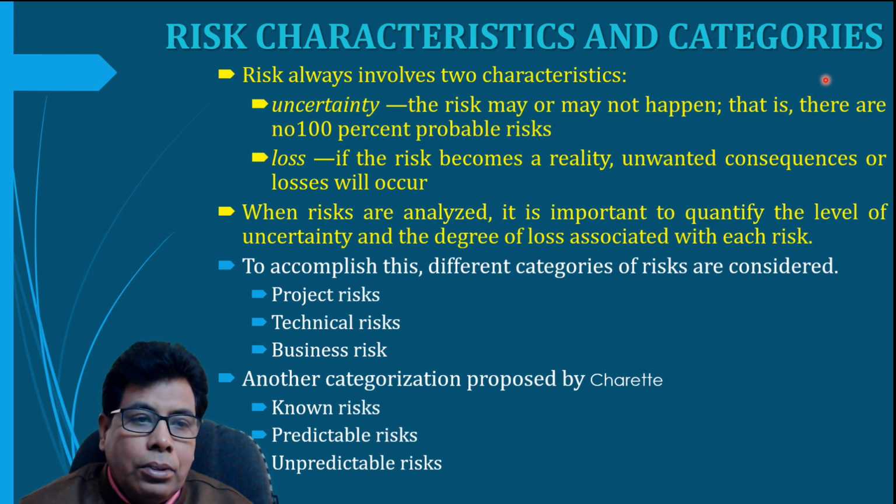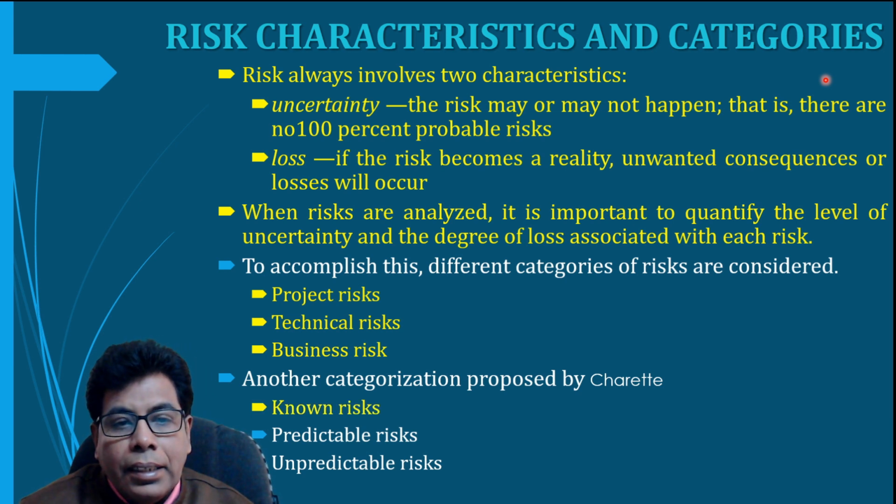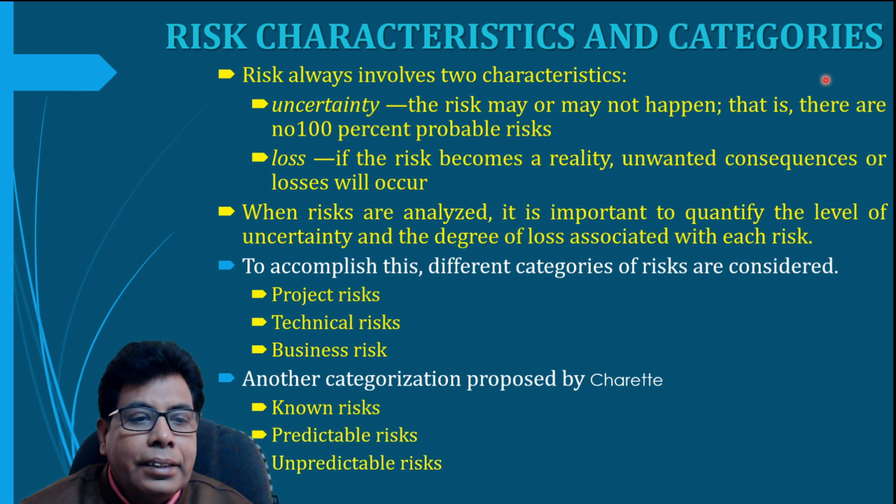Now, in order to accomplish this, different categories of risk are considered. First is the project risk, then technical risk, business risk. All these risks, we categorize them into these three categories. We are going to see the details of them. Then another categorization proposed by Charette is known risk, predictable risk, and unpredictable risk. We'll see the details as we go further.